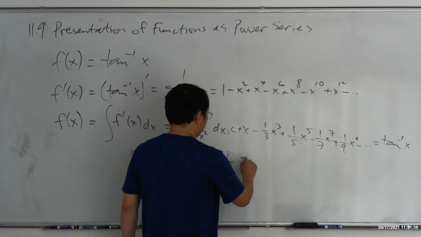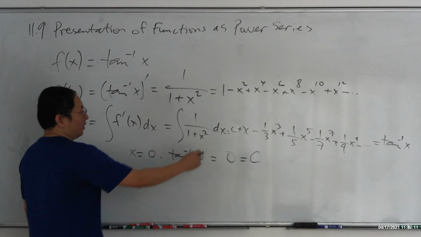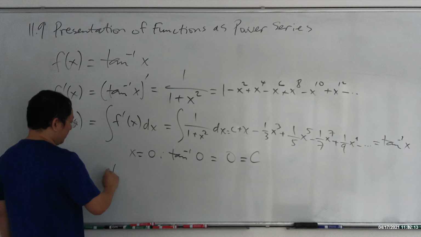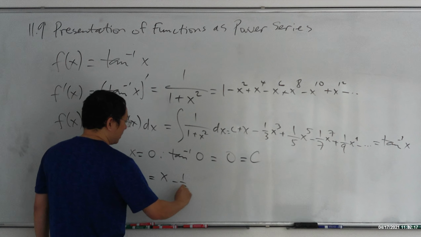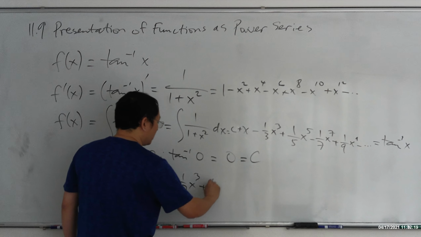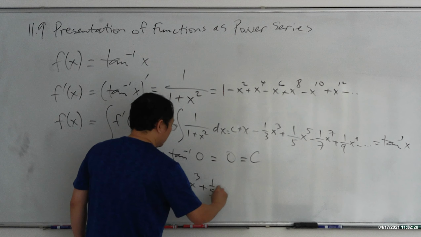When we plug in x equals 0, the whole thing is 0, and it's equal to c. Okay? C plus 0 minus 0 plus 0. So tangent inverse of 0 is 0. So c equals 0. You have the power series for tangent inverse of x, which is x minus 1/3 x cubed plus 1/5 x to the 5th minus 1 over 7 x to the 7 plus and so on. You have the power series.